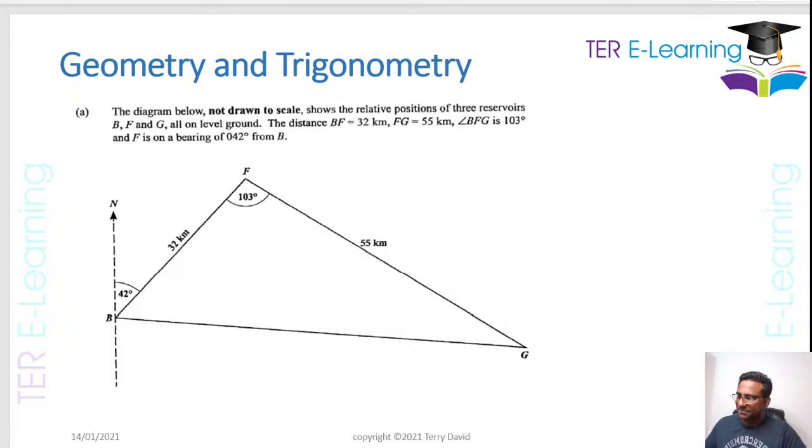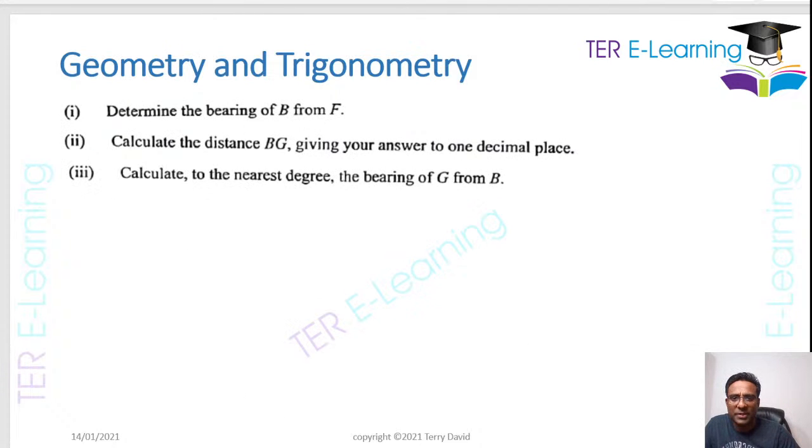All right, so our next question. This one again is on bearings. The diagram below, not drawn to scale, shows the relative positions of three reservoirs, B, F, and G, all on ground level. The distance BF is 32. The distance FG is 55 and angle BFG is 103 degrees. All the information they've stated is on the diagram. So let's see what they want us to work out.